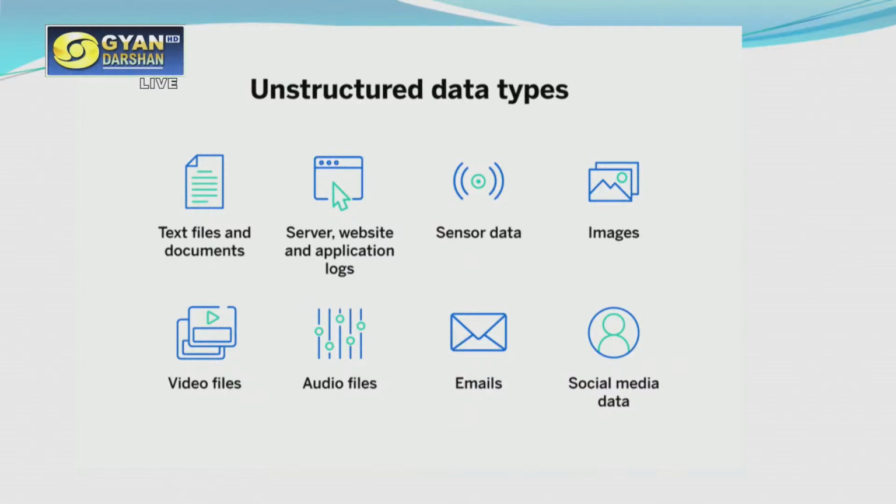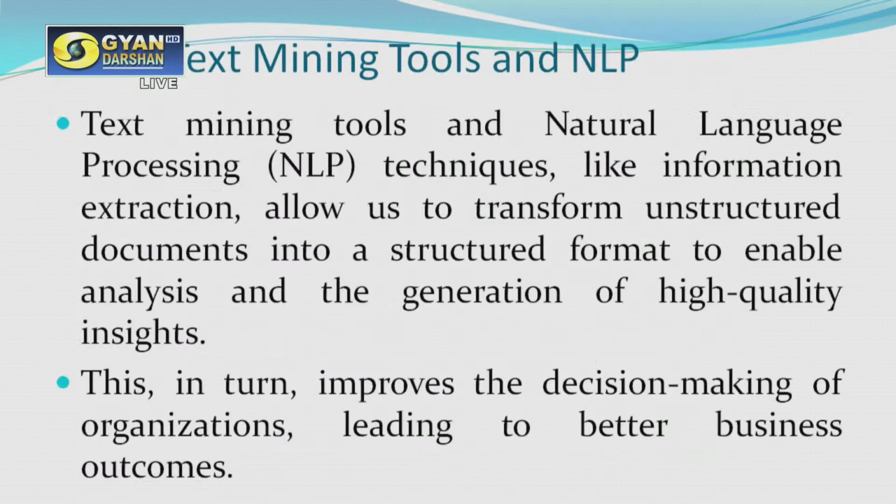You can see the text files, the raw text files that we generate every day, text files, documents, and then server, website, and other application logs like server logs or network logs and other kinds of things also come under the unstructured data types. The sensor data, wherever there are IoT applications, that application carries many sensors, and the sensor data once again is called an unstructured data type. Images, video files, audio files, emails, social media data, all these things come under the unstructured data.